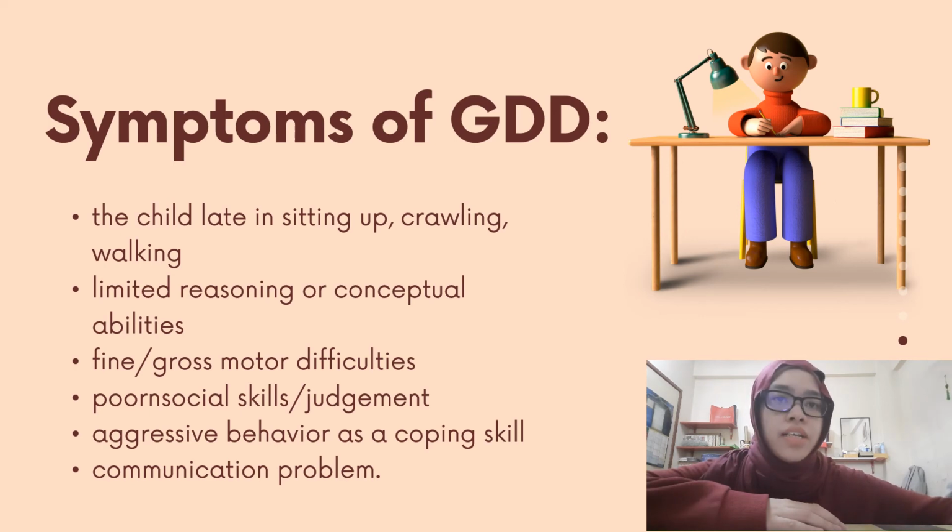The fourth one is social or emotional problem, where the child may experience difficulties interacting with others. The last one is aggressive behavior as a coping skill. That's all from me. Thank you.